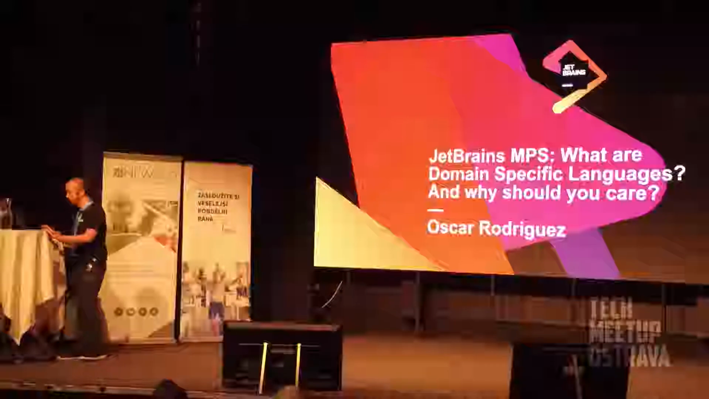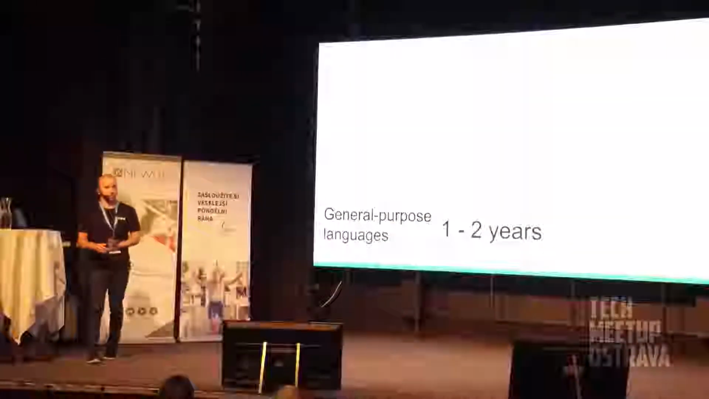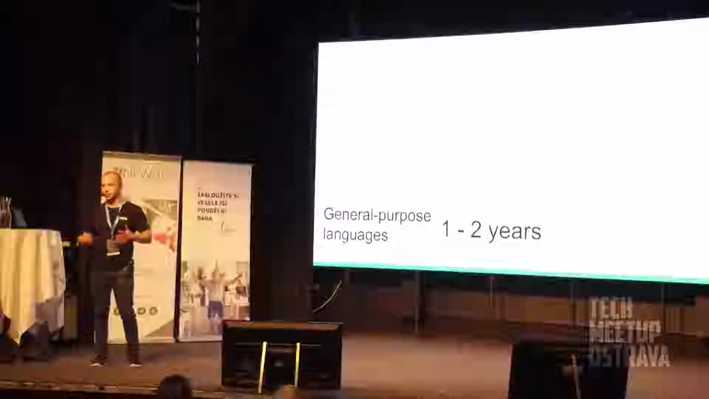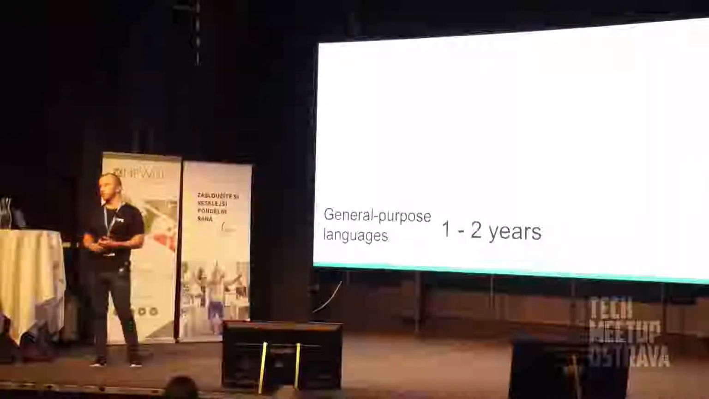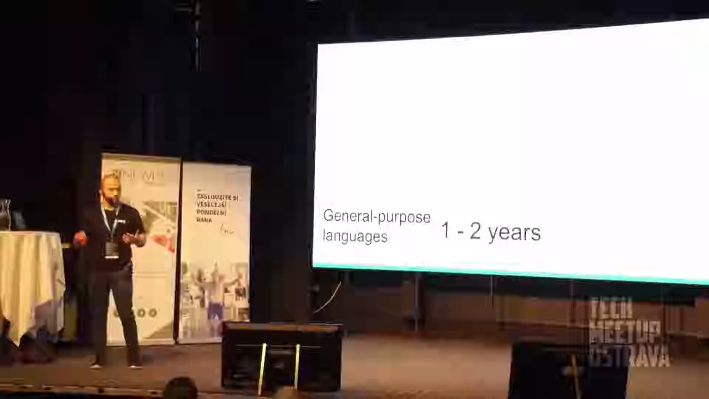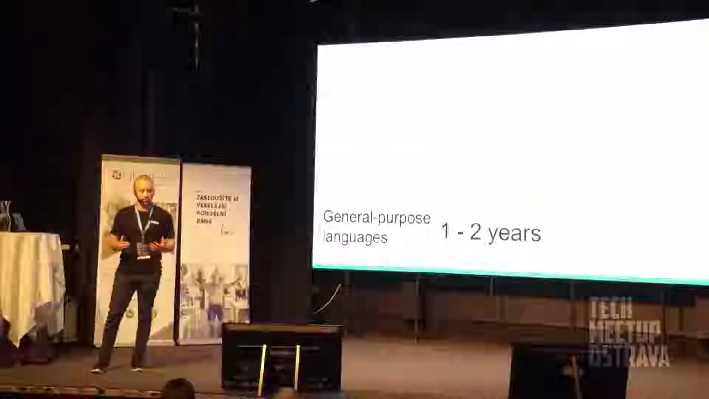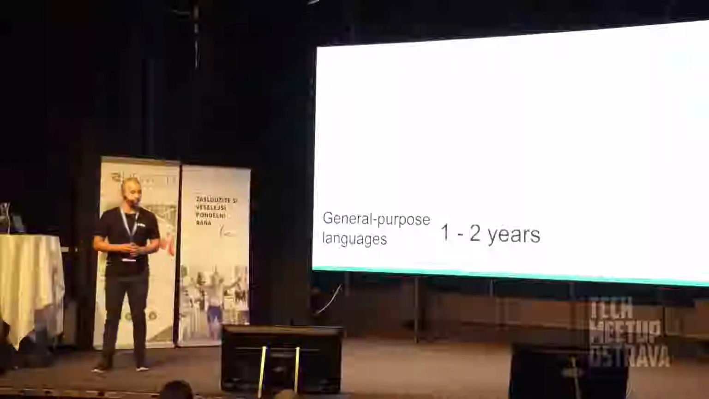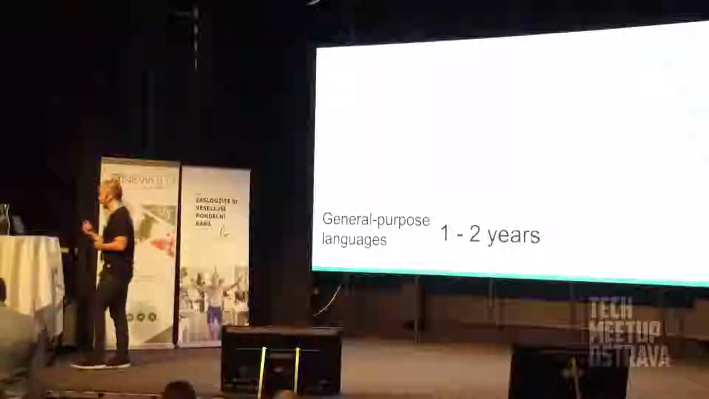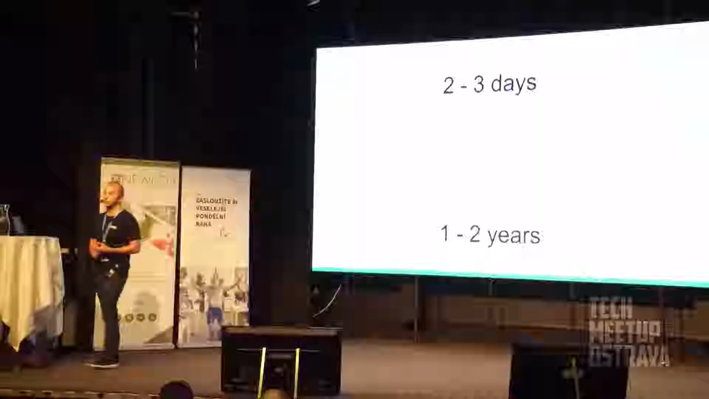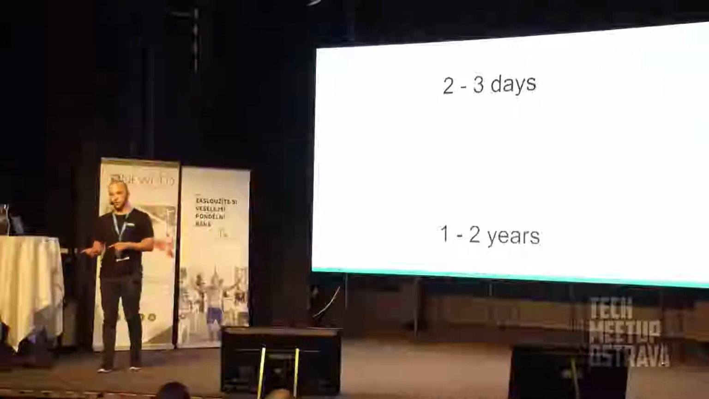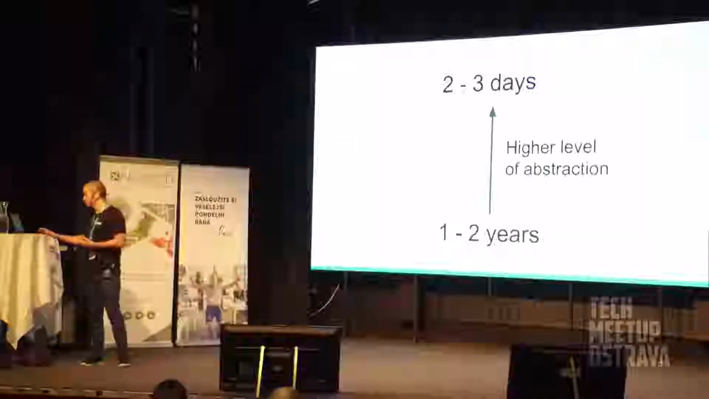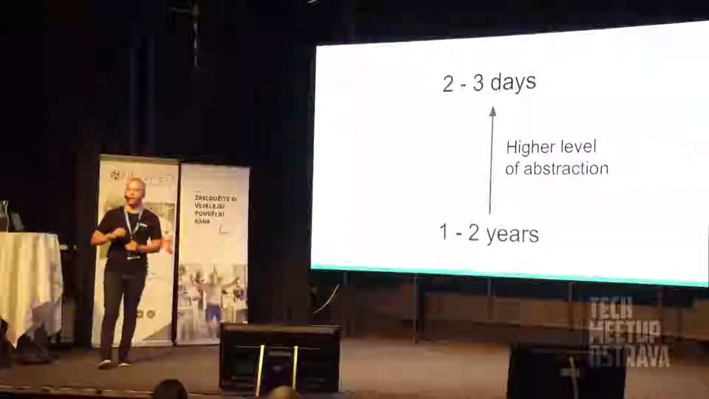Okay. First, I want to start with general purpose languages. The general purpose languages are the programming languages that we know quite often. It's Java, C, Ruby, and it takes between 1 and 2 years to master. That's an average time. So now imagine that you can learn a programming language in 2 or 3 days. How is it possible? Well, actually it's possible when you increase the level of abstraction.